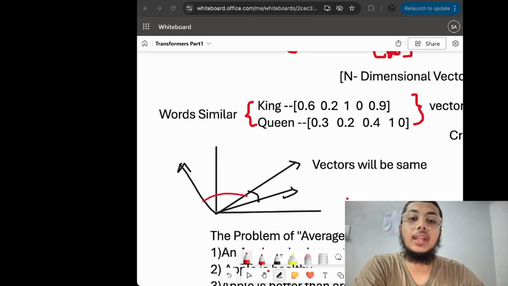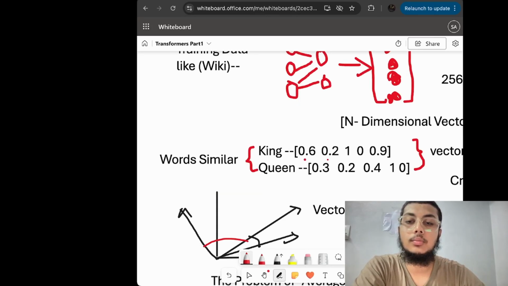For example, once this training is complete, we can represent a word like king with the help of five numbers. Let's say 0.6, 0.2, 1, 0, and 0.9. We can represent another word like queen with another set of five numbers.